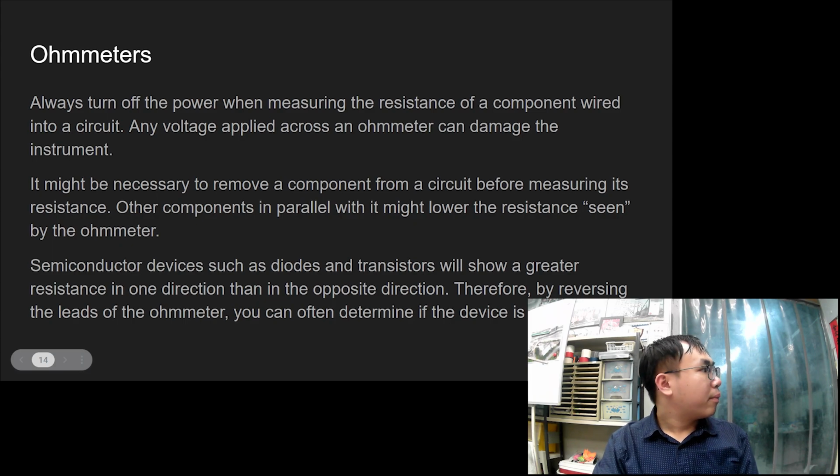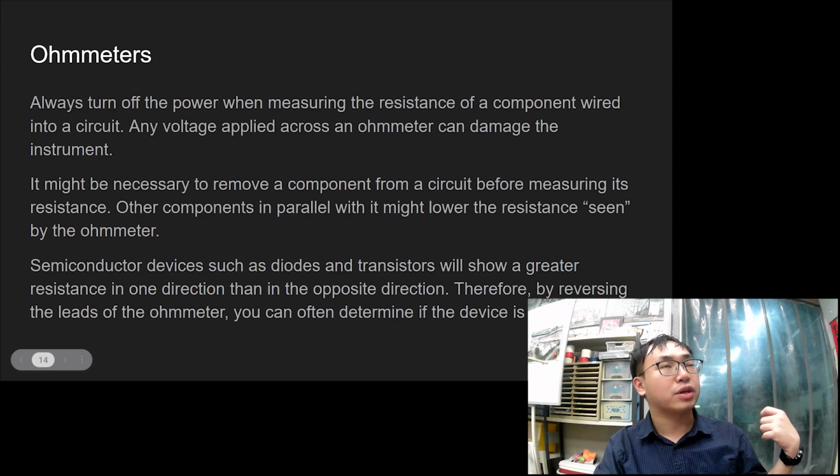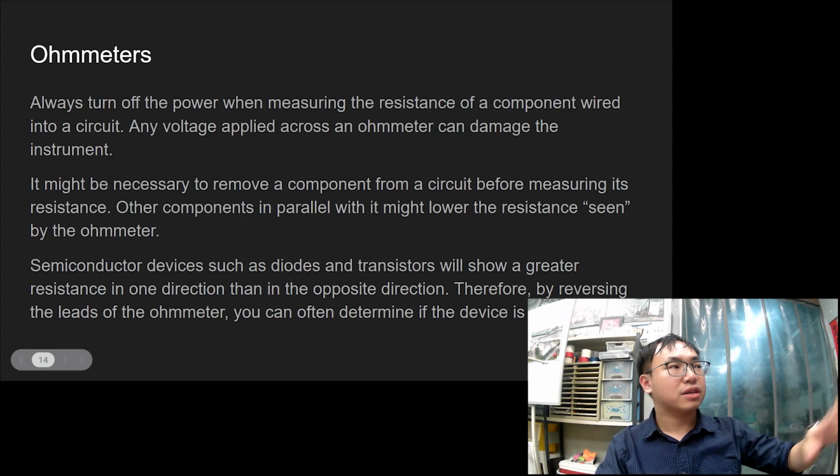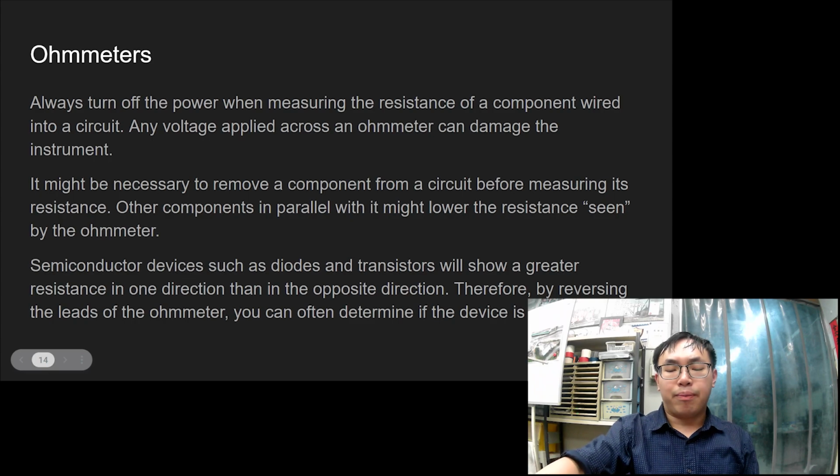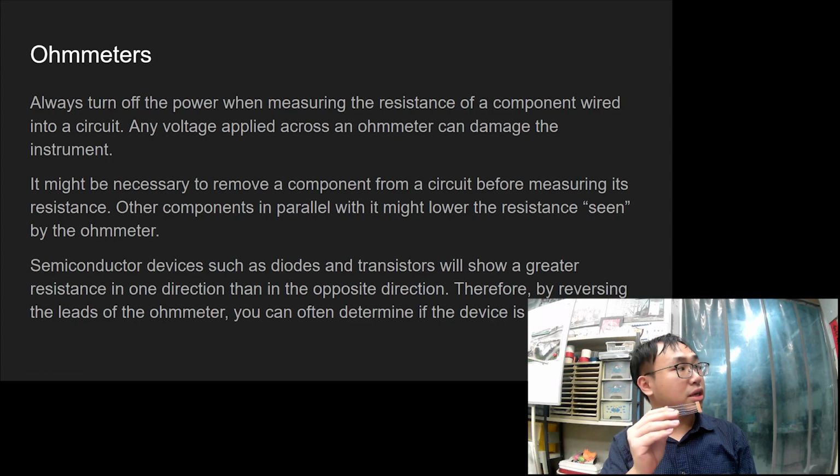There is one more point to note down. Semiconductors will have a greater resistance on one side. Remember the voltage-ampere characteristics of semiconductors: one side has higher resistance and one side has lower resistance. So by measuring the two sides of it, you can confirm the polarity of the semiconductor. Okay, easy, huh?